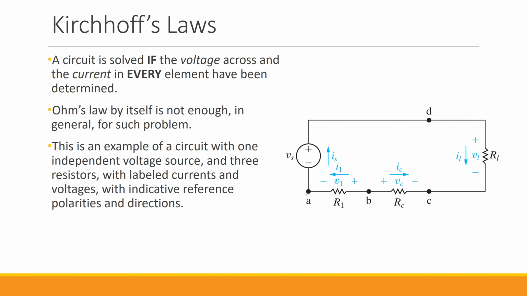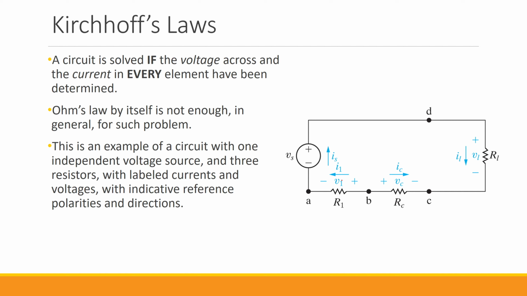As you can see, for each one of them we can define the two terminals. For example, for this voltage source, one of the terminals is here at point A, and the other one is at point D. For RL, the two terminals are D and C, and for RC, the two terminals are B and C. One other thing we did with these blue writings is that we have specified some indicative reference polarities and directions for each one of these elements.